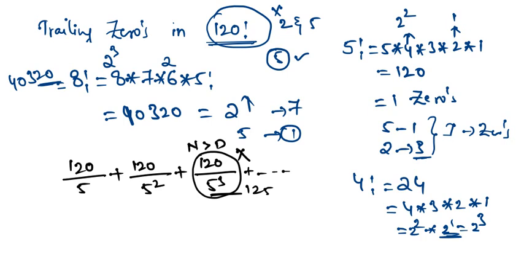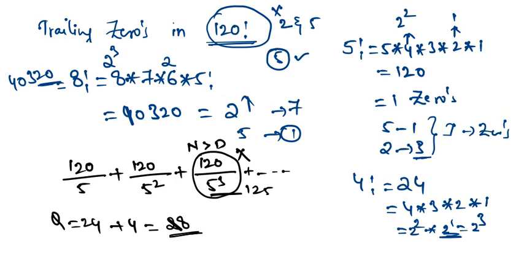We have to write 120 by 5 plus 120 by 5 square. When we divide 120 by 5, the quotient will be equal to 24. So 120 by 5 square will be equal to 4. So 4 times we can divide. So 24 plus 4 equal to 28. The number of zeros at the end of 120 factorial will be equal to 28.